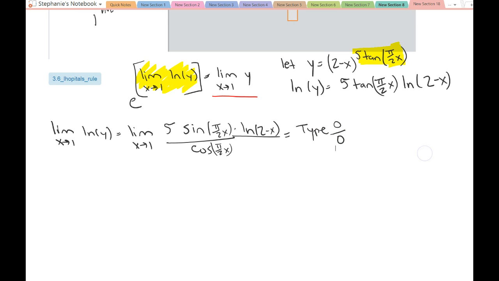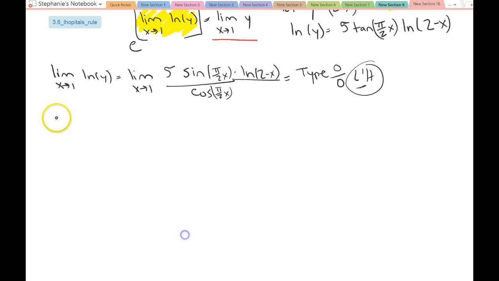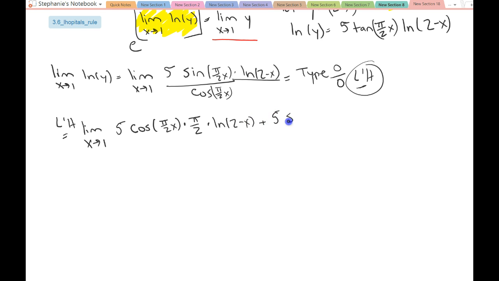And if we have a type 0 over 0, we can apply L'Hopital's rule directly, right? So if I do that, I'm going to take the limit as x goes to 1. I take the derivative of the top. So the derivative of sine is cosine. So I have 5 cosine of pi over 2x times pi over 2. Alright, because the derivative of the outside evaluated at the inside times the derivative of the inside. Hold the second function plus hold the first function.